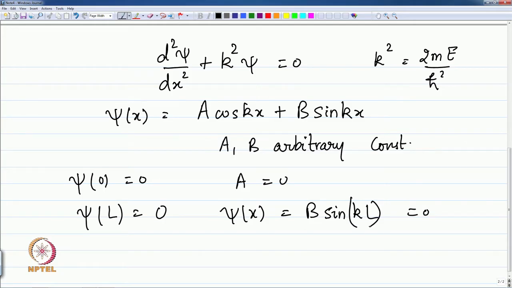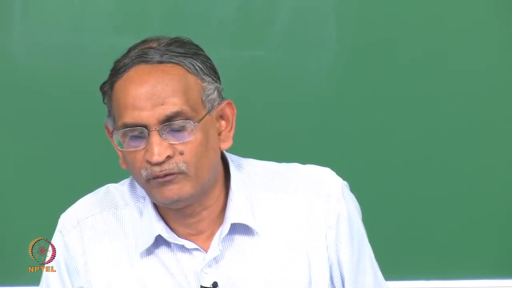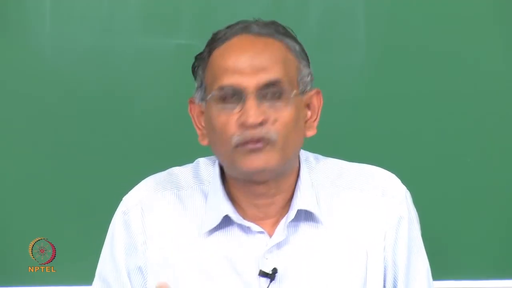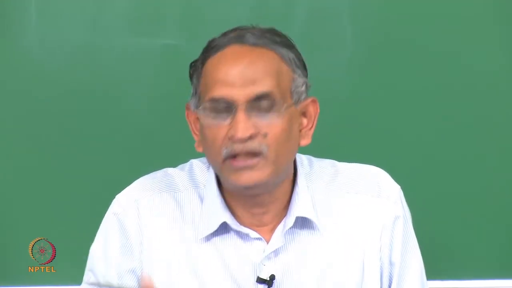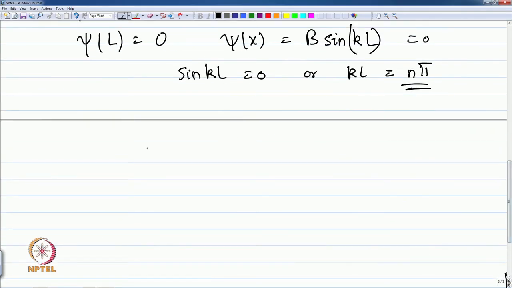We do not want b to be 0, because if a and b are 0, that is anyway a trivial solution for any such differential equation, and does not give you anything of interest. There is no interpretation. Therefore, we consider a non-trivial solution with b not equal to 0, which means sin kL has to be 0, or kL has to be an integer times pi. kL is equal to n pi.